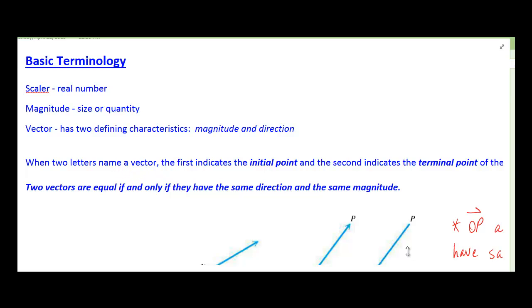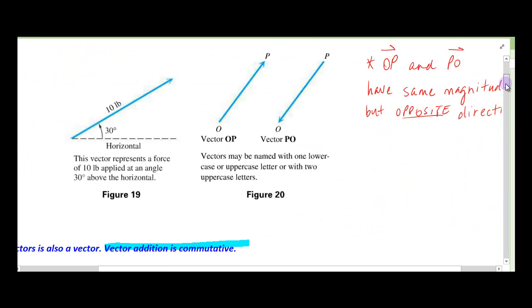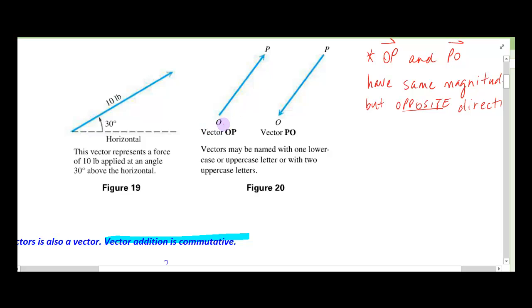So let's look down here. You can see that I have the vector OP. I always think of this as more like an arrow, where the initial point is starting here at O, and then the second point represents the terminal point of the vector. And you can see that the vector is moving in this, let's say, upwards direction. Okay, so it has a length and it has a direction.